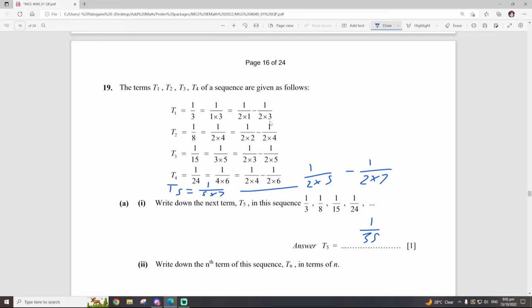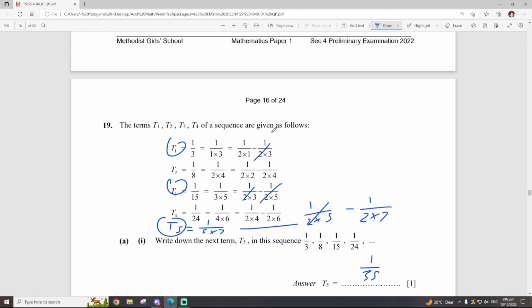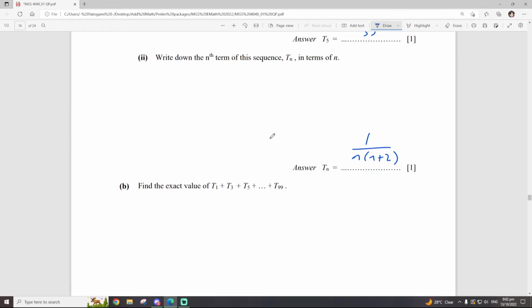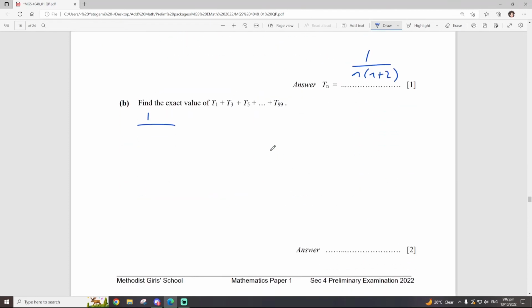It's something that your AMF students will learn, but it's tested in a bit interesting way here, called method of difference. So we see that actually T1, T3, T5, we will get rid of the 1 over 2 times 3. We will also get rid of the 1 over 2 times 5. So actually get rid of every fraction. So let me write down what this is. So this is 1 over 2 times 1, 2 times 3, right?